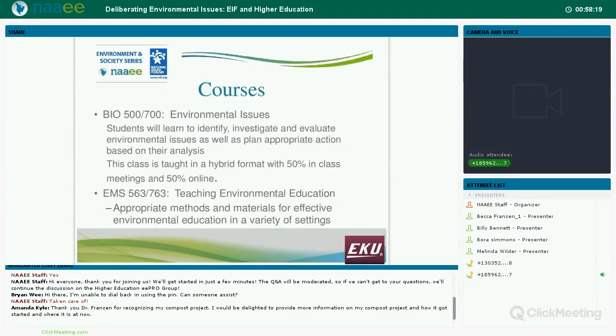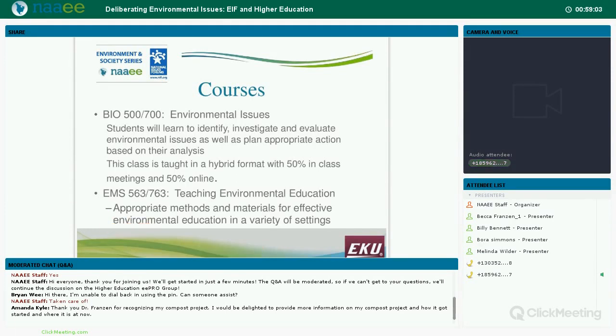So we have used the forums in two different classes. One is a biology environmental issues course, and one is a methods course, teaching environmental education. Both of these courses were developed as part of a program we have called an environmental education endorsement here at Eastern Kentucky University, which was originally developed for pre-service and in-service teachers. The bio class is a little bit different than the University of Wisconsin because it's a hybrid class, so it's 50% online and 50% in person.